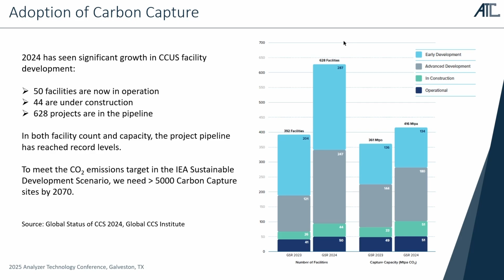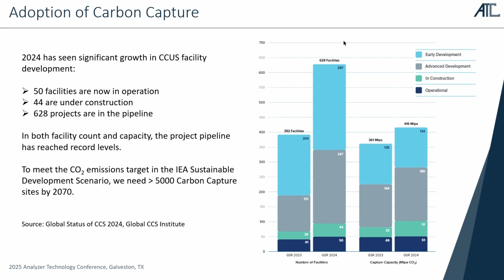I think it's fair to say that today adoption of carbon capture has been relatively slow globally, but in 2024 we've seen a significant growth in CCUS facility development. There are now 50 facilities in operation and a further 44 under construction, and a lot of those are in the United States. Between those facilities, they have the capability to capture over 100 million tons of CO2 each year. To put that into context, the natural sinks that we have for CO2 take out around 200 million tons of CO2 per annum.